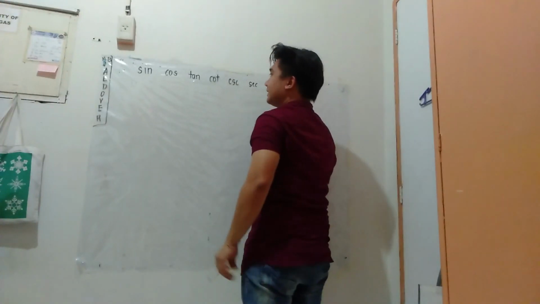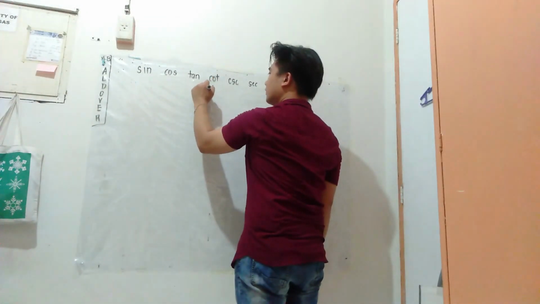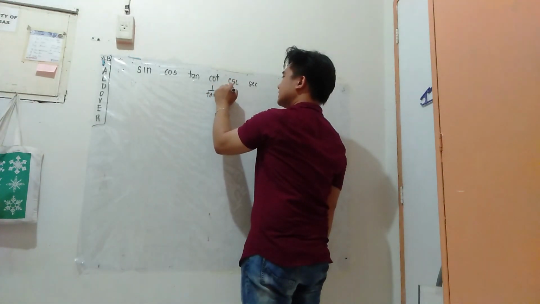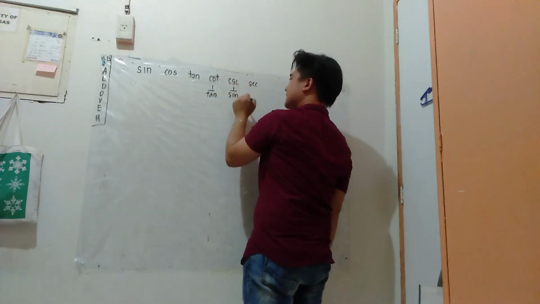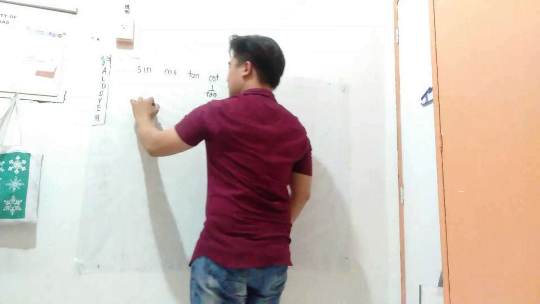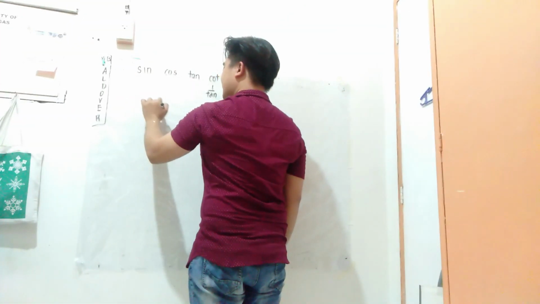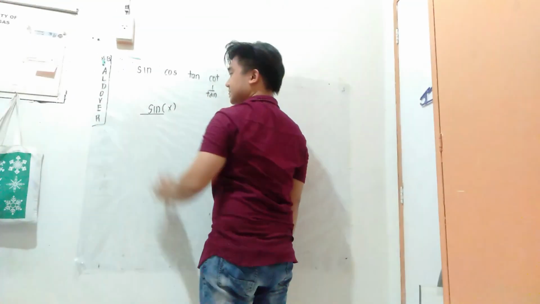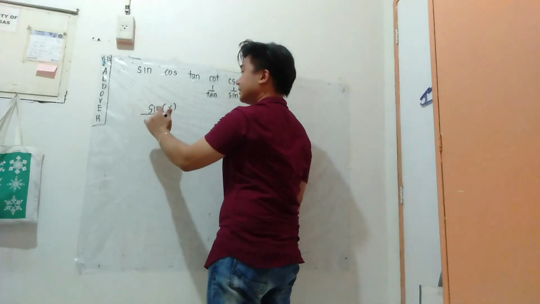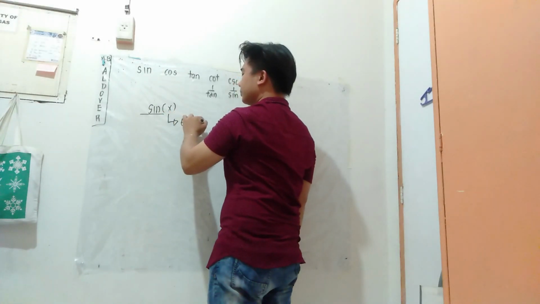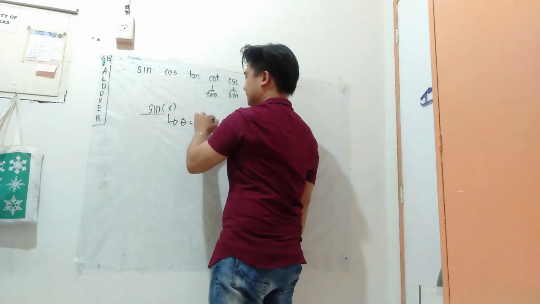At alam naman natin na ang cotangent ay 1 over tangent lang, ang cosecant ay 1 over sine, at ang secant ay 1 over cosine. Okay? Next, what if binigyan tayo ng sine x? Yung sine, this is your trigonometric function. Yung x is yung tinatawag nating theta, or yan po yung angle natin.